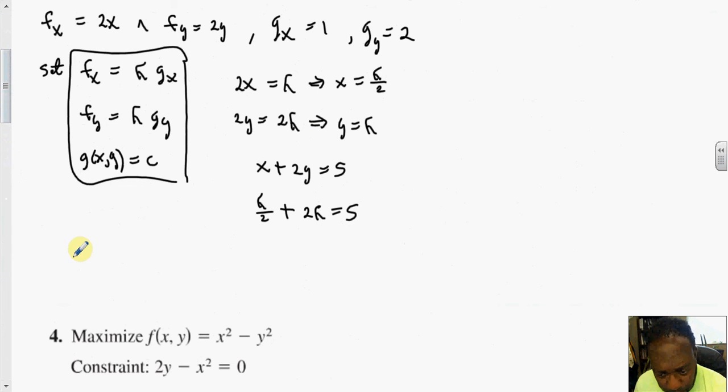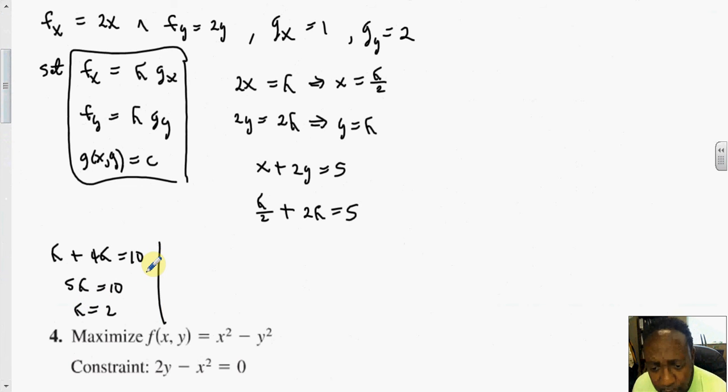So here, if you multiply everything by 2, we get lambda plus 4 lambda is equal to 10. 5 lambda is equal to 10. Lambda is equal to 2. If lambda is equal to 2, then directly you get y is equal to 2, because y is set equal to lambda. So y is equal to 2, and then x is equal to lambda over 2. That is 2 divided by 2, so we get 1.